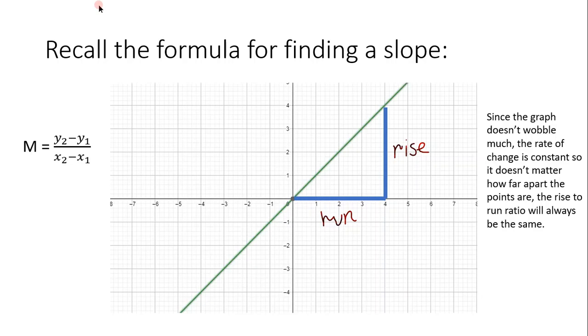Recall the formula for finding a slope, it's just rise over run. Since the graph doesn't wobble too much, the rate of change is constant, so it doesn't matter how far apart the points are, the rise to run ratio will always be the same. We don't have to take any limits.